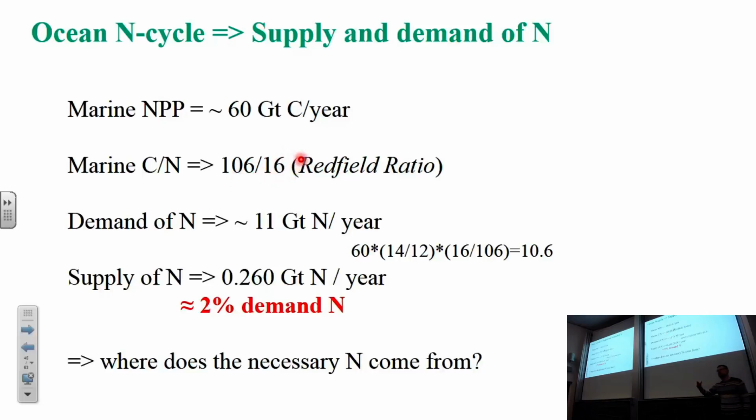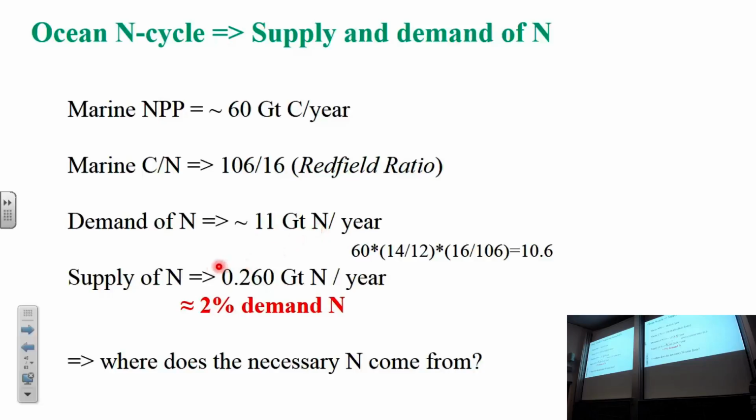So for every 1 phosphorus, you need 16 nitrogens, and if you have those, then you can take up 106 carbon dioxides. Nobody really knows why they're at that ratio, but they are. It doesn't really matter for the purposes of this calculation, but we can basically use these numbers to work out that for 60 gigatons of carbon, we need about 11 gigatons of nitrogen per year.